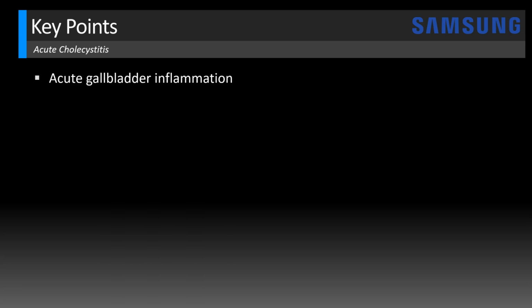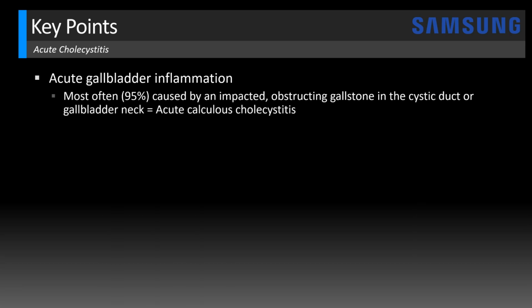Let's look at some key points for acute cholecystitis, which are also listed in the episode study notes. So this is acute gallbladder inflammation, and typically, 95% of the time, it's caused by cholelithiasis, gallstones, which are impacted and obstruct the cystic duct or the gallbladder neck. So more specifically, we could call this acute calculous cholecystitis.